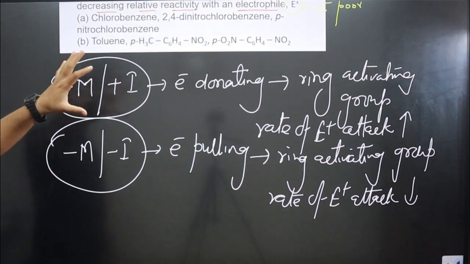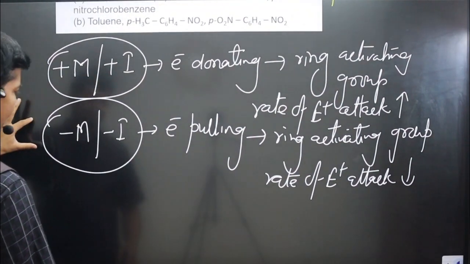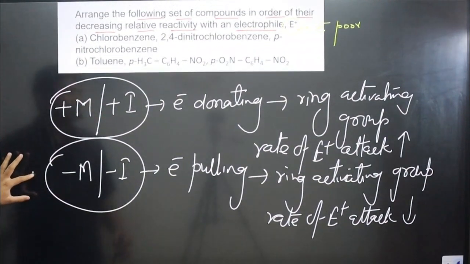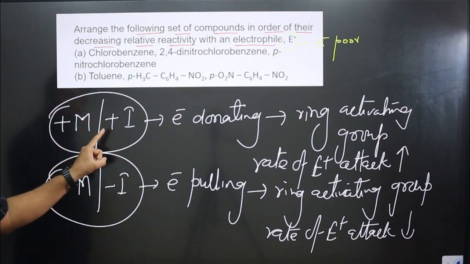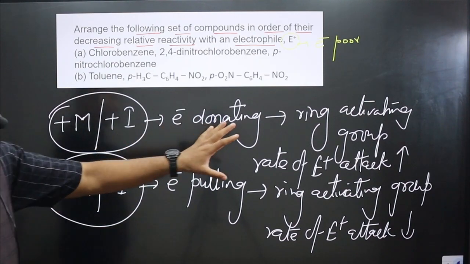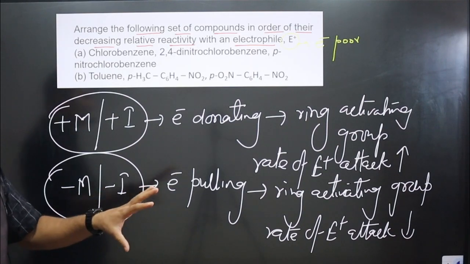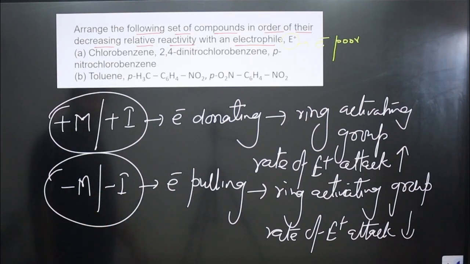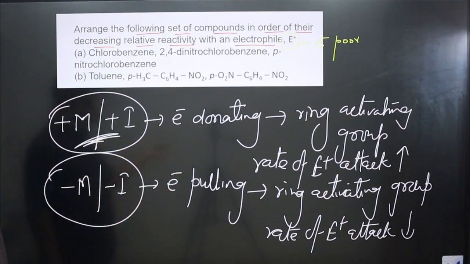So first of all we can draw the structure. You can see first we have chlorobenzene. We learned positive mesomeric effect and positive inductive effect act as ring activating groups, and minus M and minus I act as ring deactivating groups. In this case the rate of electrophilic substitution reaction will be increasing. In this case it will be decreasing.